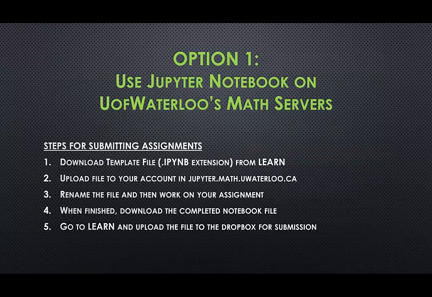We're going to start with option number 1, using Jupyter Notebook on UofWaterloo's math servers. So we will be going through steps for submitting your assignments. There are a total of 5 steps. The first step, we're going to download the template file from Learn. Step number 2, we're going to upload the file to your account in jupyter.math.uwaterloo.ca. You're going to rename the file and then work on your assignment. Next, when you're done your assignment, you can download the completed notebook file. And the last step should be going to Learn and uploading your file to the Dropbox for submission.